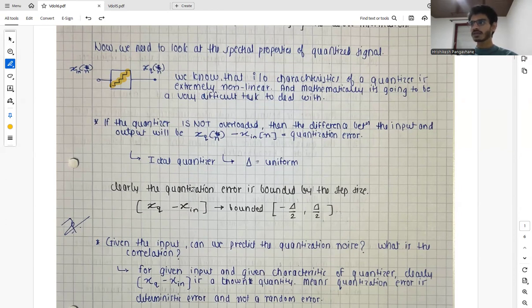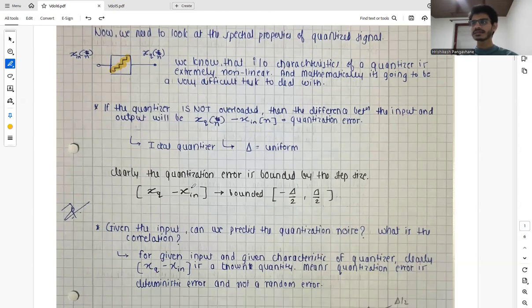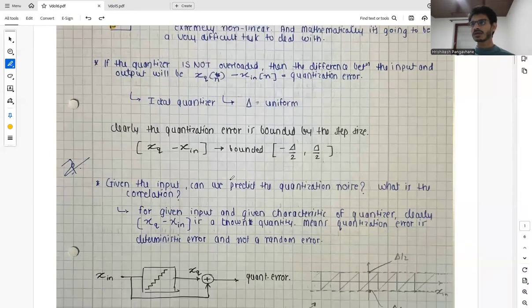So it's a known quantity, which means the quantization error is deterministic. We can determine it. It's a known quantity. So it's a deterministic error, and it's not a random error. So we can talk about or see the spectral characteristics of this error because it's a deterministic error.